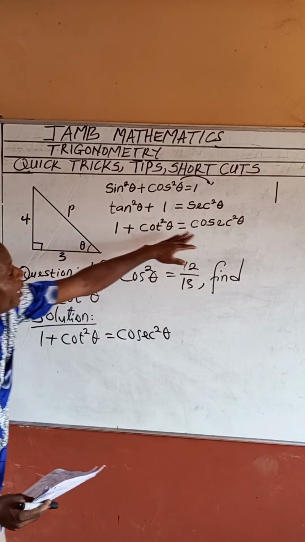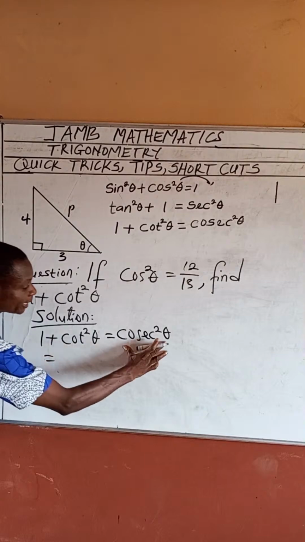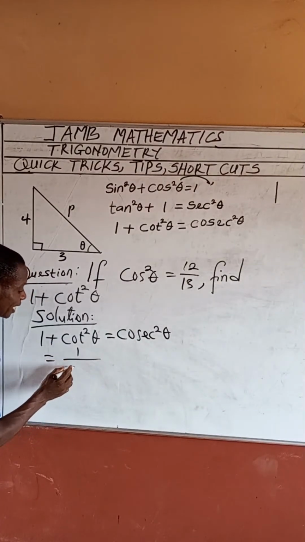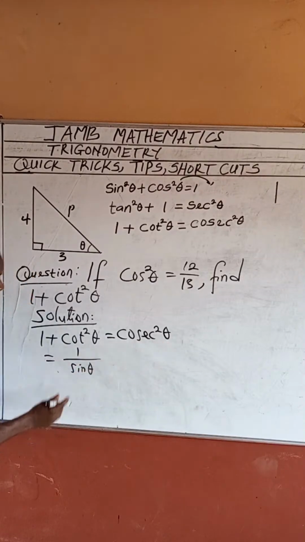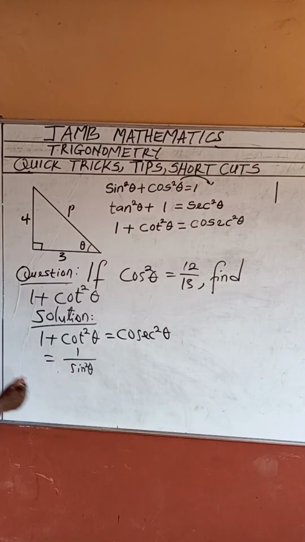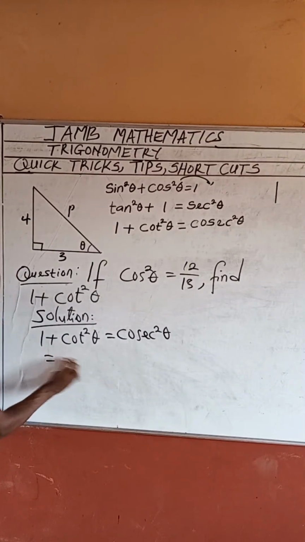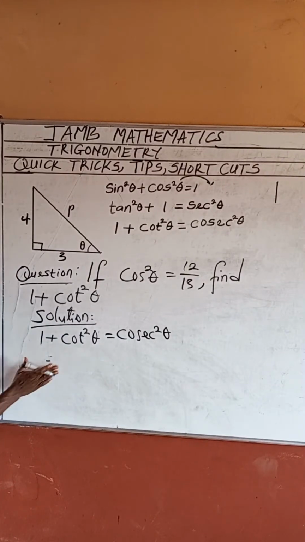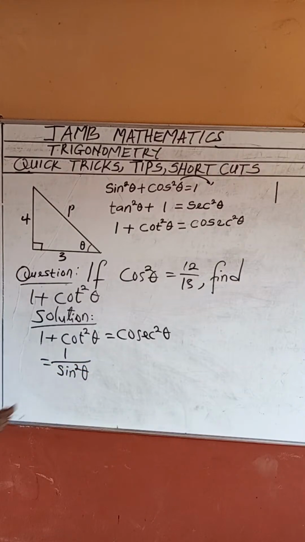1 plus cot square theta is cosec square theta. Now, what is cosec square theta? Cosec square theta is 1 over sine square theta, because cosec theta is 1 over sine theta, and we are going to square it because there is a square. I'm going to make it bigger for better visibility. So this is equal to 1 over sine square theta. This is what it is.